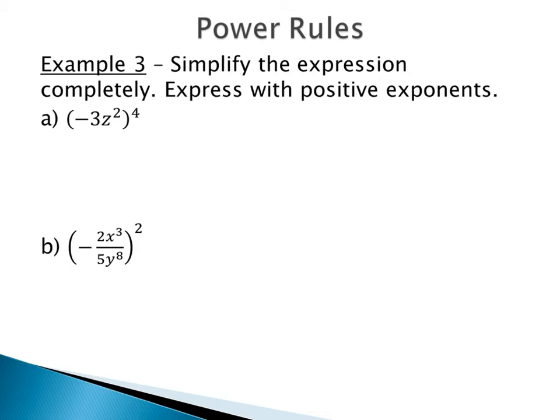So now let's just do some quick problems using the power rules that we just learned. So for A, we have negative 3z squared raised to the fourth power.